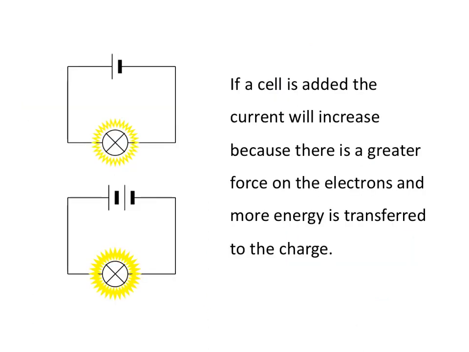We said earlier that if we increase the number of cells, then we increase the force on the electrons and we increase the energy that's transferred to those electrons. So there's a greater current, and if we have a greater current, then a bulb is going to be brighter, and that's what we're really showing here. We're assuming that both of these bulbs are exactly the same type of bulb, so they're exactly the same type of resistance. In the first one, we've got one cell, and we've got a bulb that is obviously shining. In the second one, we've got two cells, and we've got a bulb that's shining more brightly. Okay, so more cells, brighter the bulb.